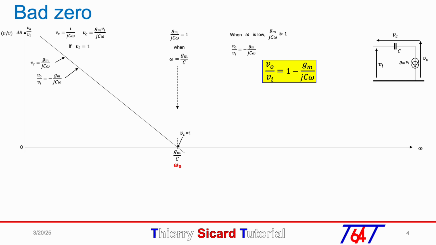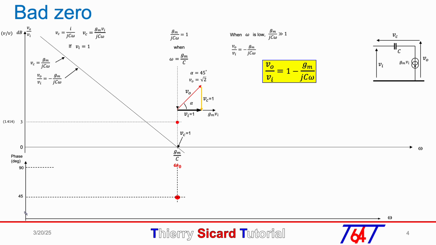If we calculate the sum of the vectors starting with Vin equal to 1 horizontally, we need to place the vector Vc equal to 1 at 90 degrees as shown on the previous slide. We can then plot the vector Vout to find the gain of 3 dB, or 1.4, and the phase of 45 degrees when ω0 equals gm over C. See the red dot.